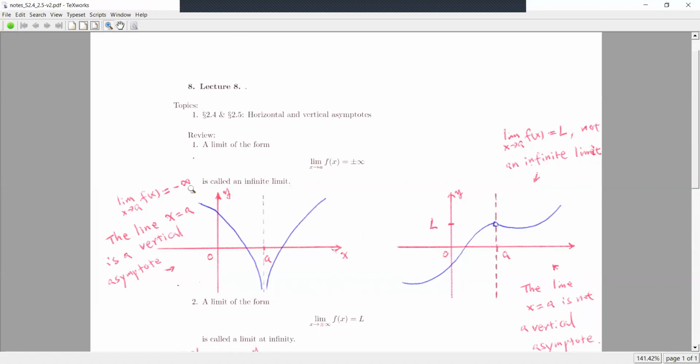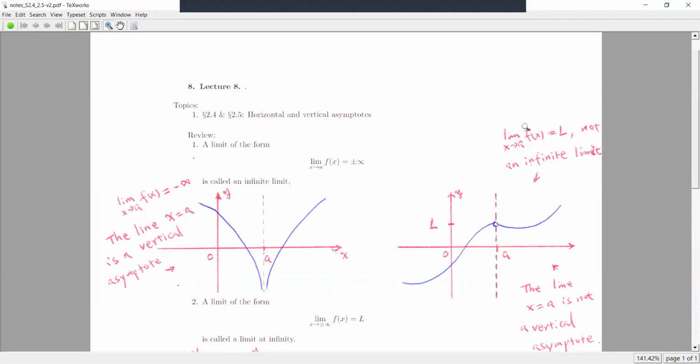This is an infinite limit because the limit is infinity. But this limit is not an infinite limit because L is a finite number. This limit is just a normal limit.